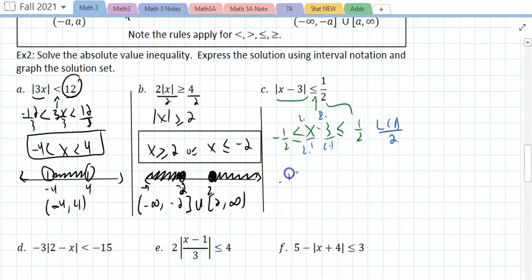Read the top, negative 1 less than or equal to 2x minus 6. Now, you are adding an extra step to the problem, I understand that, but I'd rather deal with integers than decimals. Add 6 to each side. Negative 1 plus 6 is 5. 1 plus 6 is 7. Divide by 2.